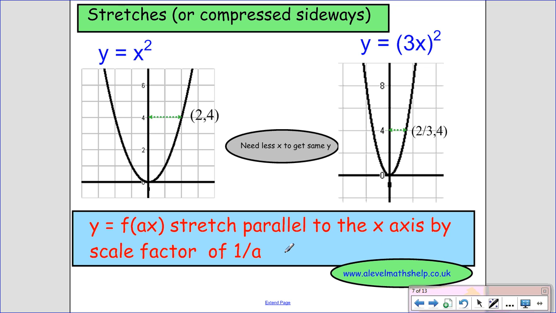So what's happening here, we have a stretch parallel to the x-axis by a scale factor of 1 over a. So that sounds a bit weird. So what we've done is compressed our x values. We need less of them more quickly, and each x value is reduced by a factor of 1 over a, or 1 over a third in our case here. So this is tighter together here than it was in this one.